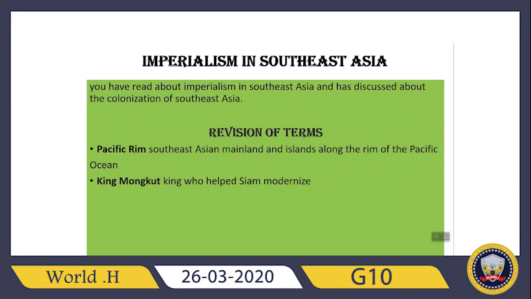Then we have imperialism in Southeast Asia. In this lesson you have read about imperialism in Southeast Asia, and also discussed the colonization of Southeast Asia. So here I picked up Pacific Rim. Pacific Rim is a Southeast Asian mainland and islands along the rim of the Pacific Ocean. And then there is the name of a king, King Mongkut. This king helped Siam modernize.